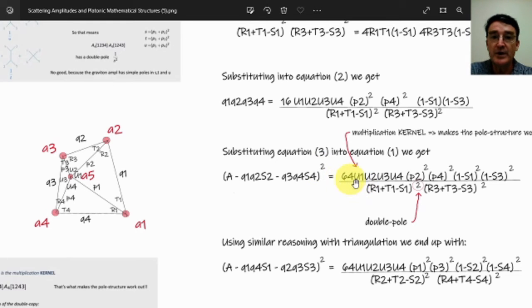So here in the numerator we had 64 times u1 times u2 times u3 times u4, that's the spreads here, times p2 squared times p4 squared times 1 minus s1 squared times 1 minus s3 squared, all divided by r1 plus t1 minus s1 squared times r3 plus t3 minus s3 squared.